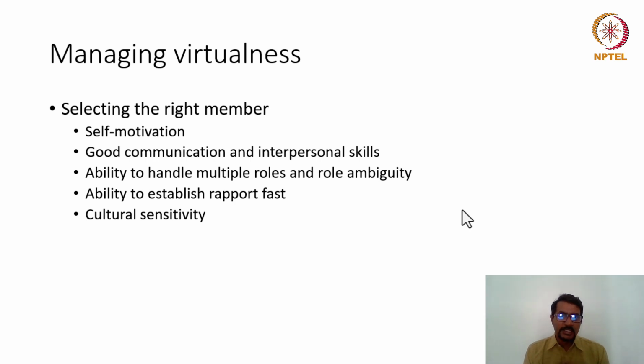Another important quality which is required is the ability to establish rapport. Rapport means establishing friendship. If you are able to establish friendship quickly in a team, it will help you build trust and create an environment where conflicts are managed in a way that doesn't affect performance. We are not saying conflicts should not arise, but it's more important for you to manage the conflict. Like virtualness, conflict is sometimes useful in the team. So if you establish rapport fast, you'll be able to handle conflicts in a better way.